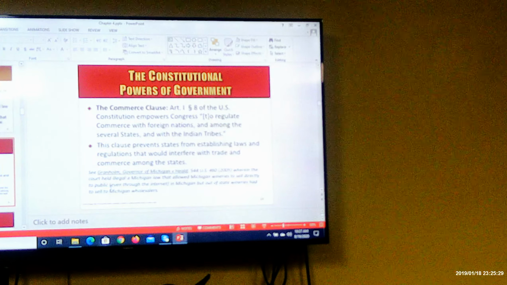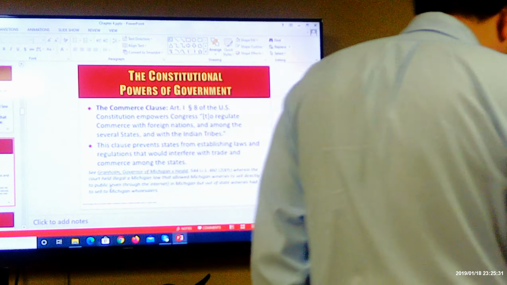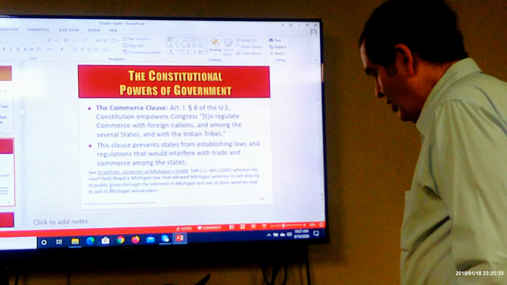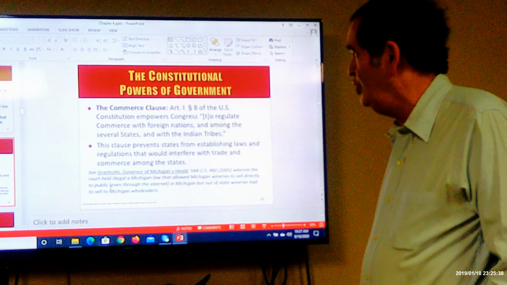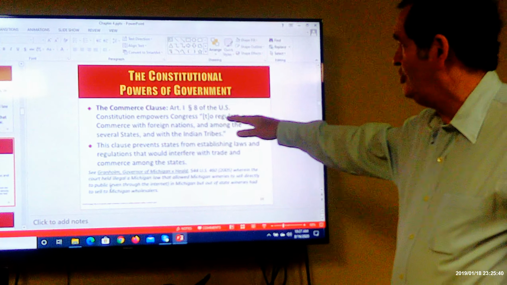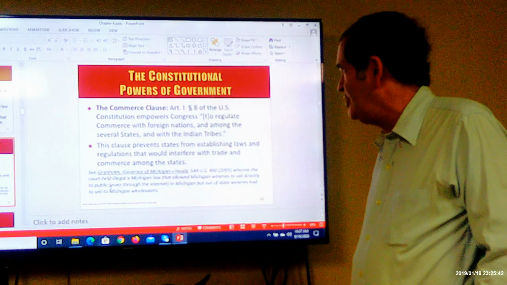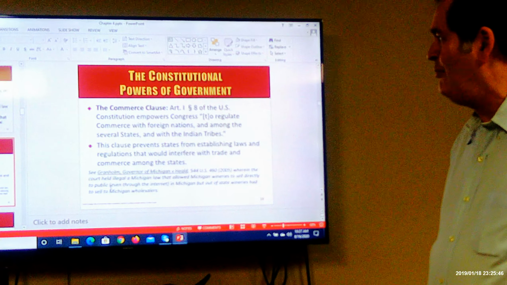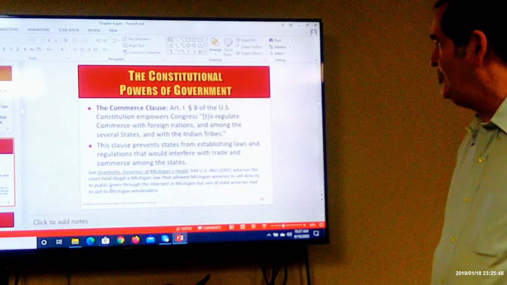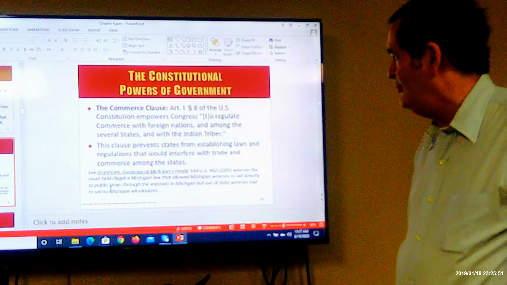Okay, so this is chapter 4 in the 11th edition textbook, and this is part 2. And we're talking about the Commerce Clause, which appears in Article 1, Section 8 of the U.S. Constitution, and empowers Congress to regulate commerce within foreign nations and among the several states and with Indian tribes.